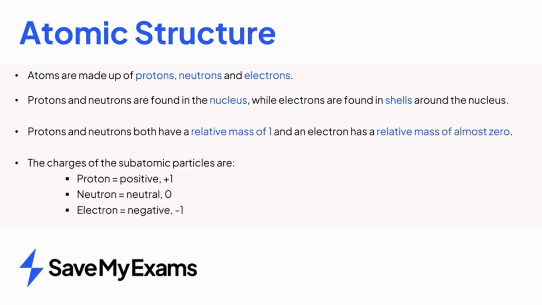Protons have a positive charge, +1. Neutrons have no charge, 0. Electrons have a negative charge, -1.